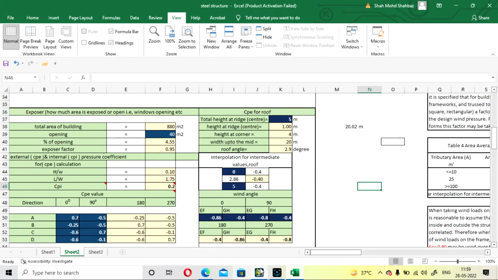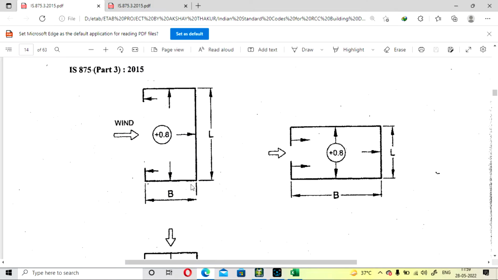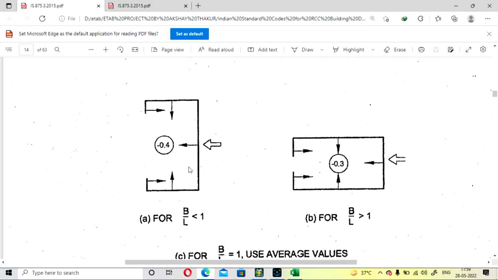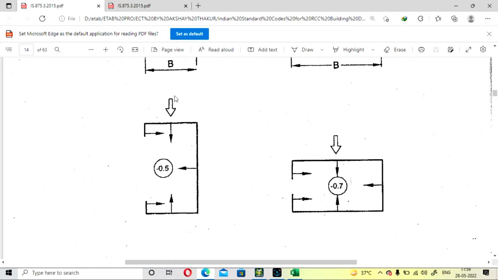If it is 0.8, you have to provide according to that. Here it is 0.8, and here it is 0.5. Opening will be provided here, and if wind is flowing here, it will go inside toward the structure, that is a positive coefficient, and on all the other sides it will go away from the structure, that is a negative coefficient. Similarly, if wind flows from here, it will be positive and the rest will be negative. Similarly, all the procedure will be followed.